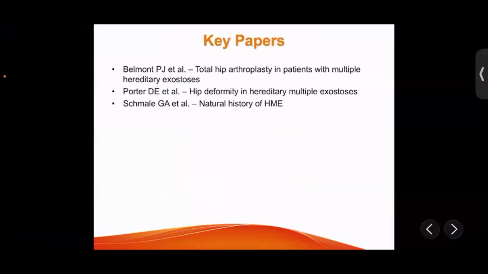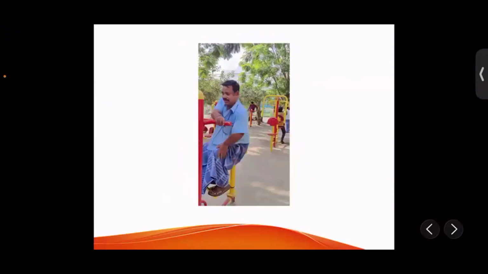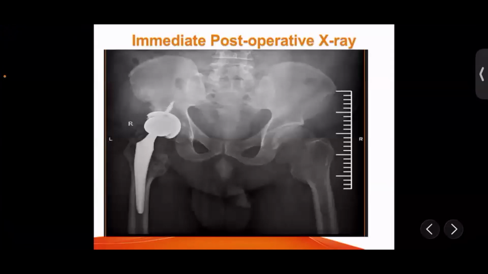Can you go to the post X-ray, Parishek? Yes, sir. Yeah, the immediate post. Questions, sir. The case is open for discussion.